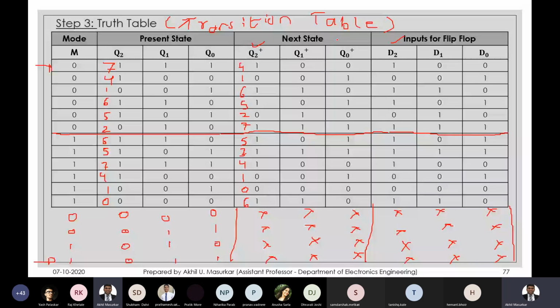Okay, so let's go to the K-map. Are you done with the transition table, Shubham? So that last part I didn't get. Can you please explain it again? Yeah, so these are the invalid states.